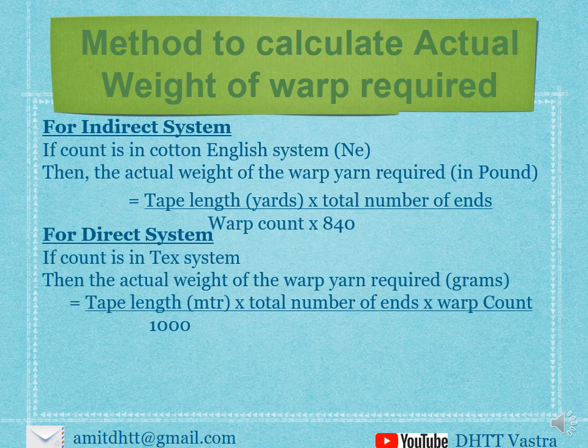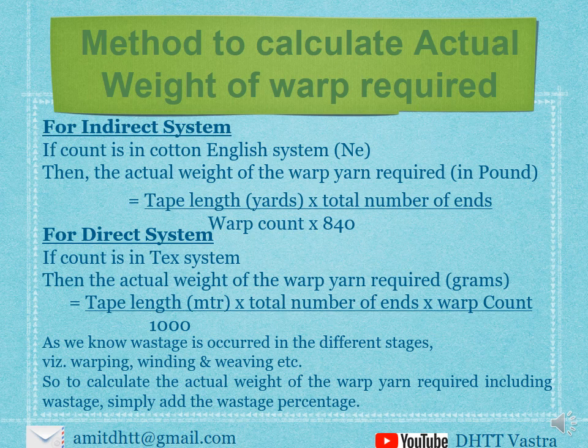And for the direct system, let the count be in tex system, then the actual weight of warp required in grams is equal to tape length in meters into total number of ends into warp count, whole divided by 1000.